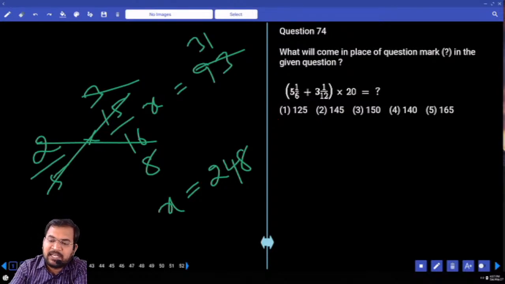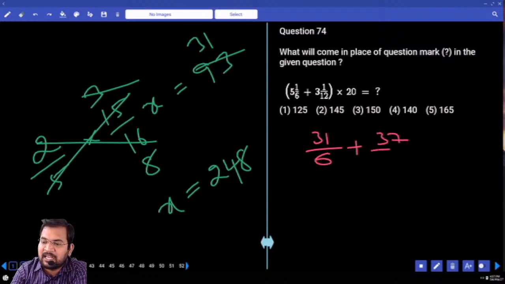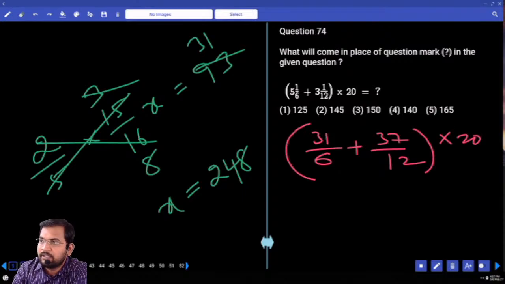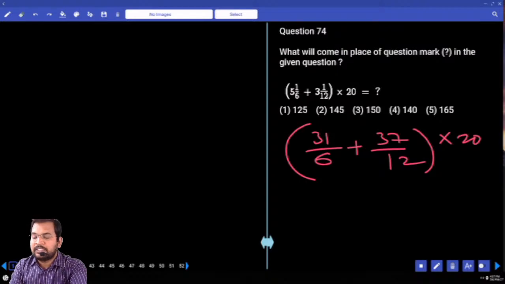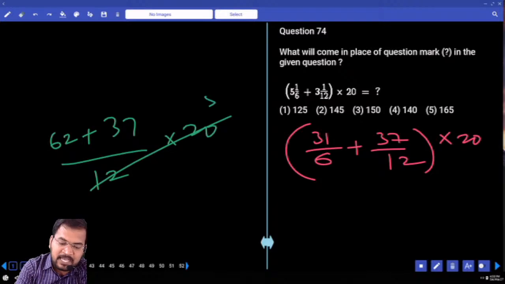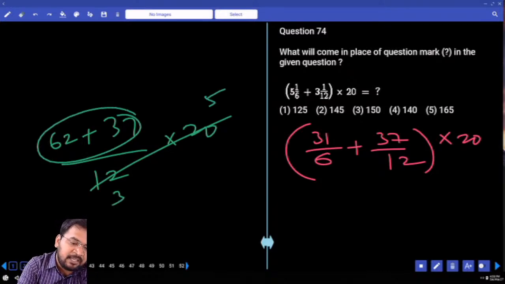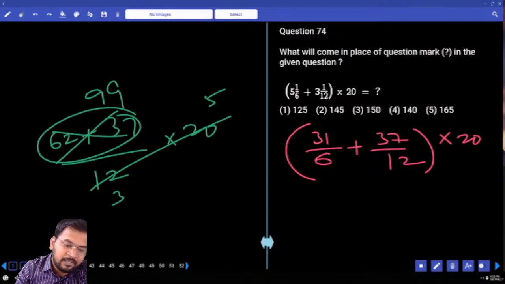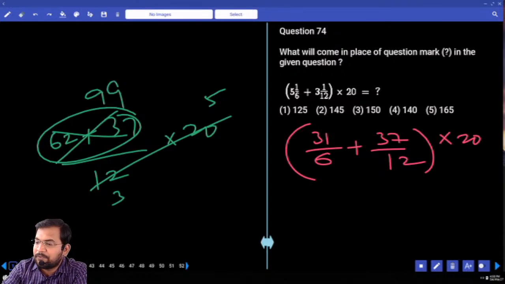Now 5 1/6 we can write as 31/6, plus 3 1/2 we can write as 37/12. Are you clear? Into 20. So now tell me here, LCM is 12, 6 2s are 62. So next 30 into 4 5s are, 4 3s are. This is how much? 90. So 33 times, 33 into 5, 165. Are you clear?